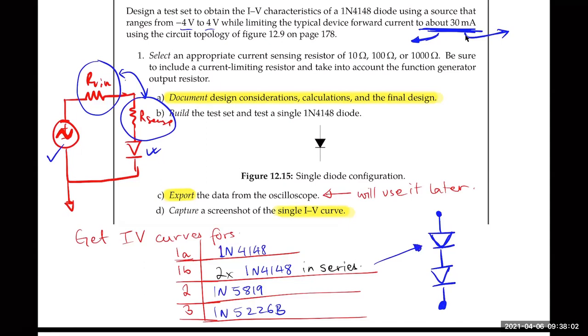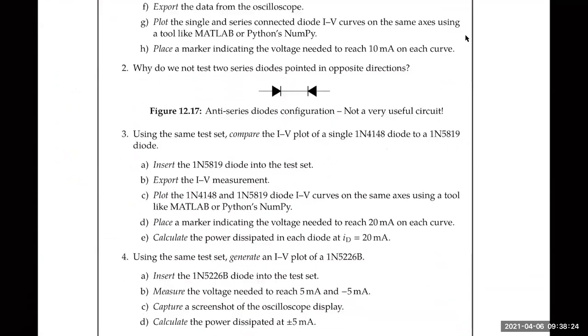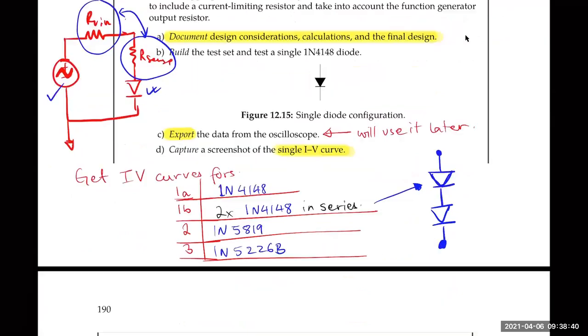And then you will do the same for the 1N5819, which is a Schottky diode, and then for a 1N5226B, which is a Zener diode. Okay, so that's basically the task here. And you will export the data from the oscilloscope so that you can use it later. You'll see where you need to use this later within the task and also for task 3.